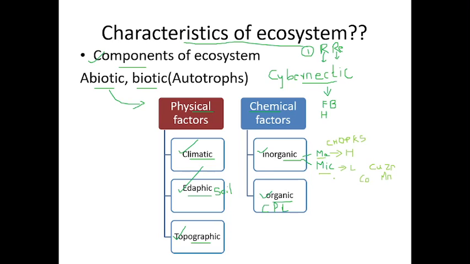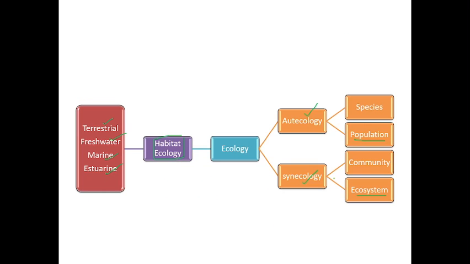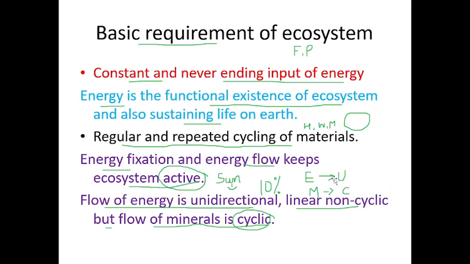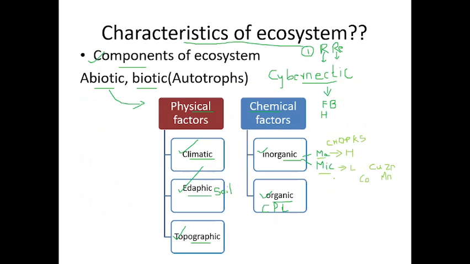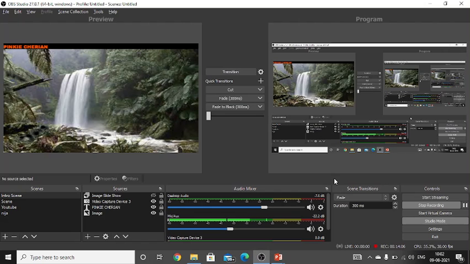So in today's class we have learned about the classification of ecology, the basic requirements of an ecosystem, and the very important characteristics of ecosystems, and we have dealt only with abiotic characters. In the next class we will learn about the biotic components. So that is today's understanding. Hope you understood.